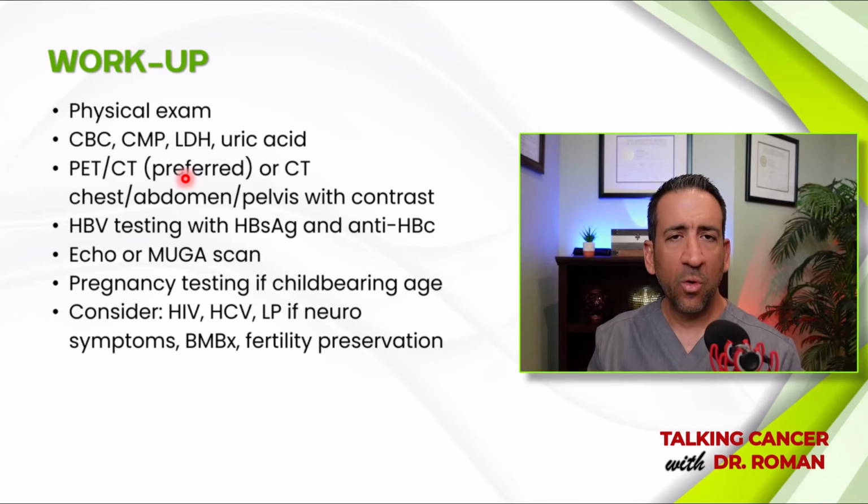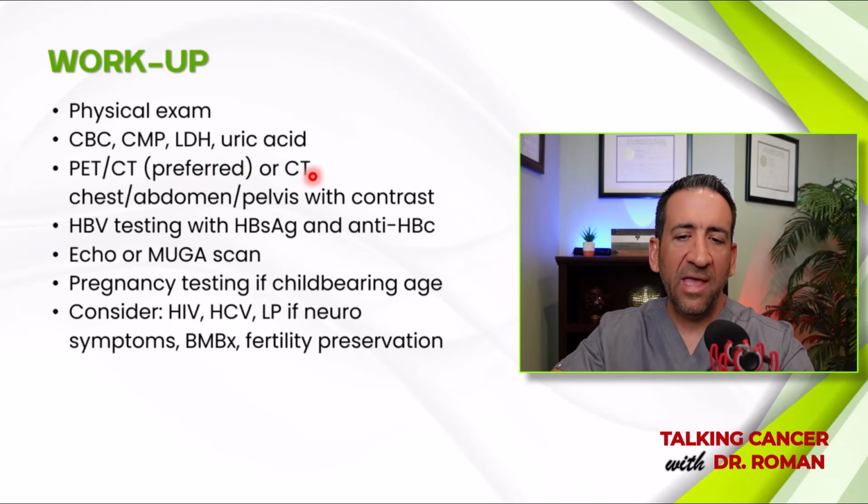And that provides, of course, a lot of valuable information because it'll tell us, are you a stage 1, 2, 3, or 4 diffuse large B-cell lymphoma? Very important. Now, if you cannot have, or if they do not have a PET CT scan where you live, then the next best test will be a CT scan of the chest, abdomen, and pelvis with IV contrast to try to find exactly where you have lymphoma.